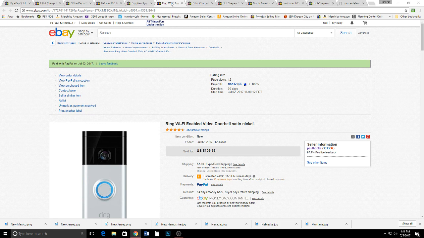Now this is my big bopper for the week. It's a Ring Wi-Fi enabled video doorbell, and it is exactly like the picture shows. I sold it for $109.99. I had it listed for probably about 2 months, but when I lowered the price, somebody bit on it right away.